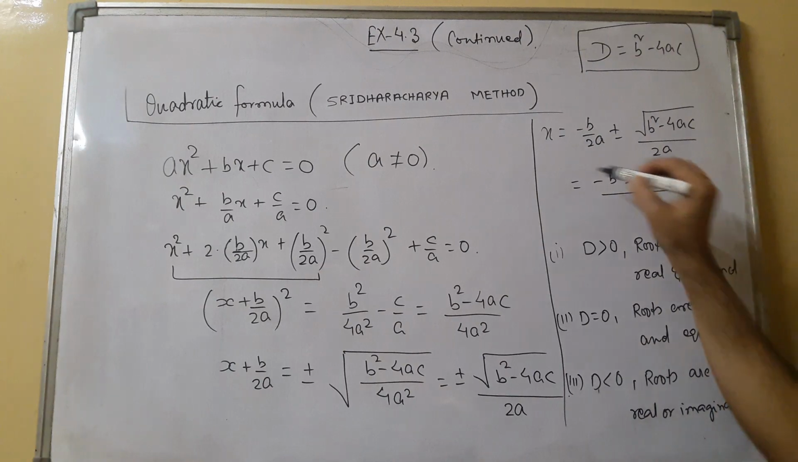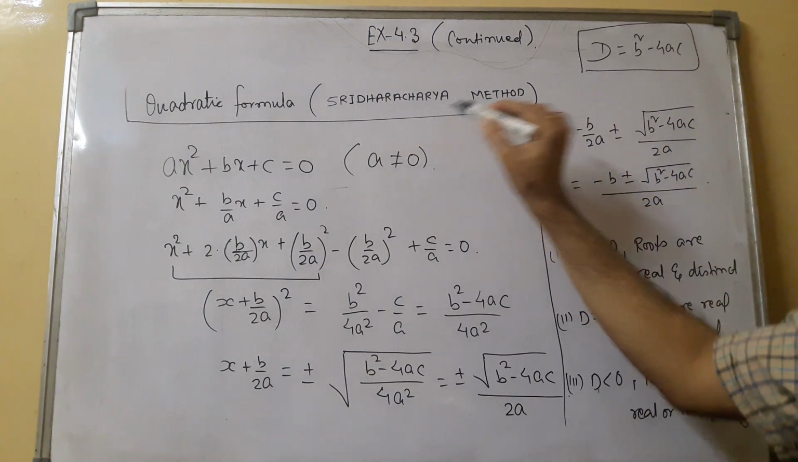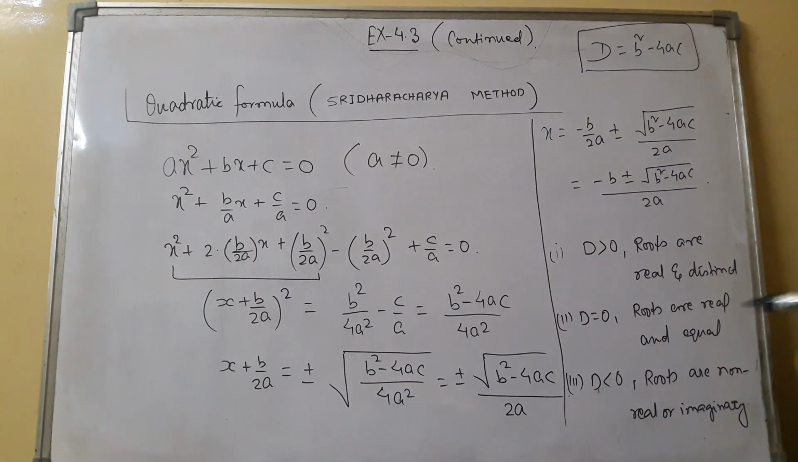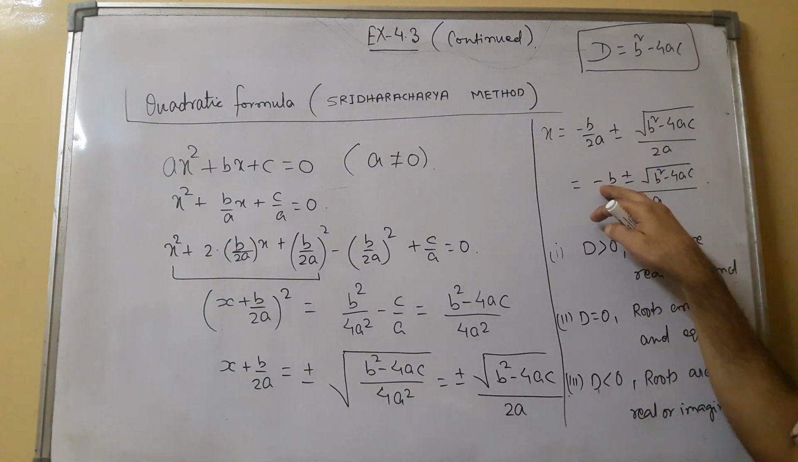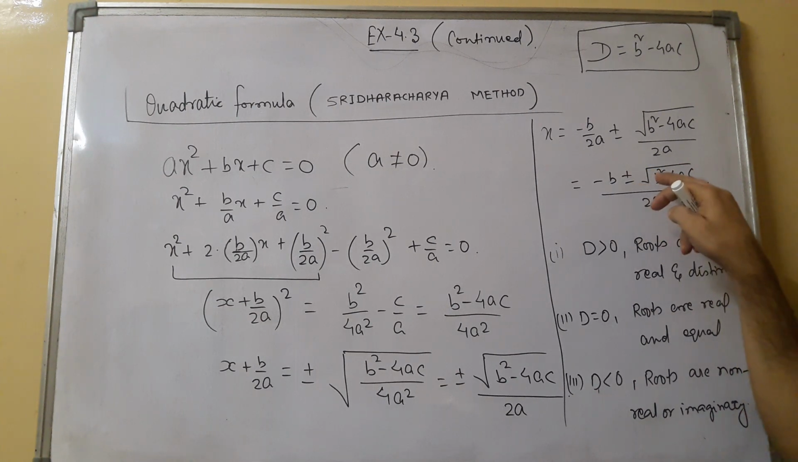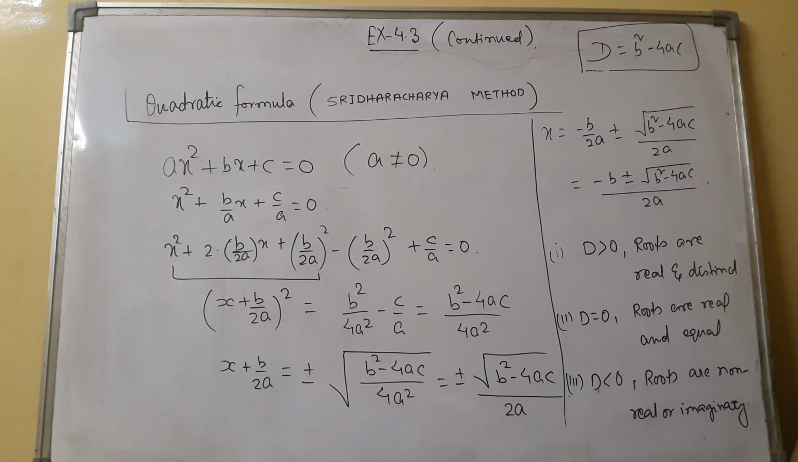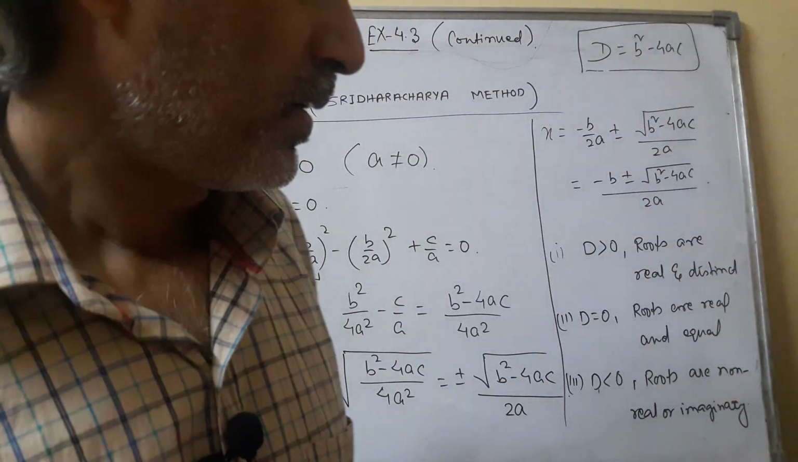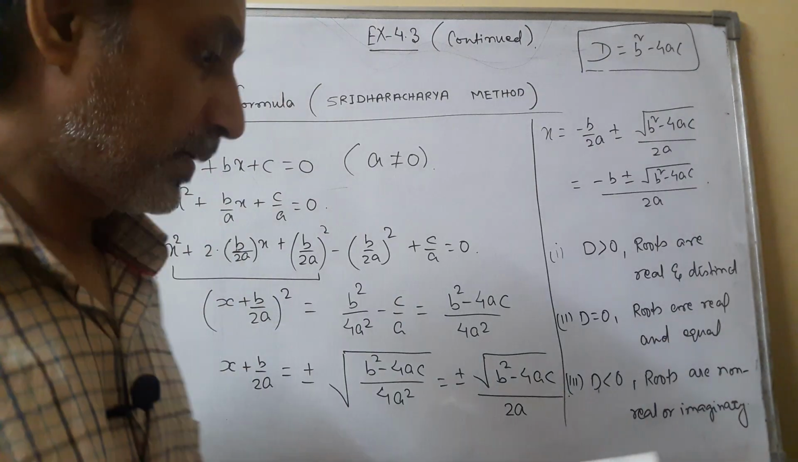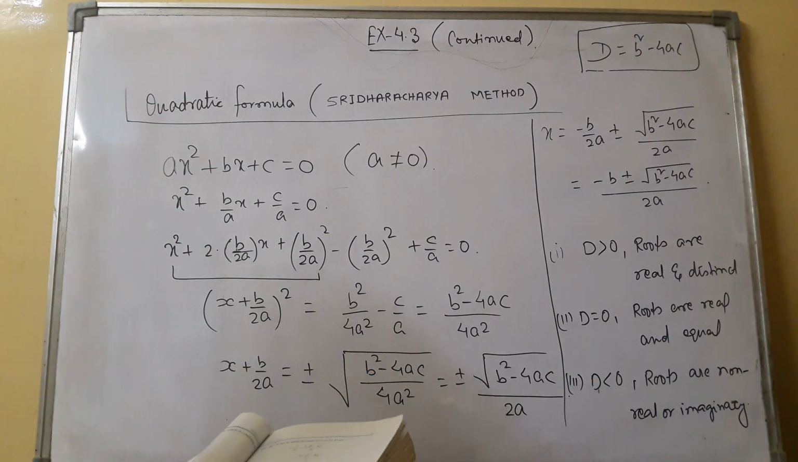So I have already derived this. This is known by the name of Sridharacharya method, popularly known as quadratic formula. Here we have x equals to minus b plus minus square root b square minus 4ac upon 2a. This thing is denoted by capital D and known as the discriminant. So this is all about the quadratic formula, how to derive this. Now I am going to take up some questions from exercise 4.3 NCERT, and we will see how to solve by using this formula.